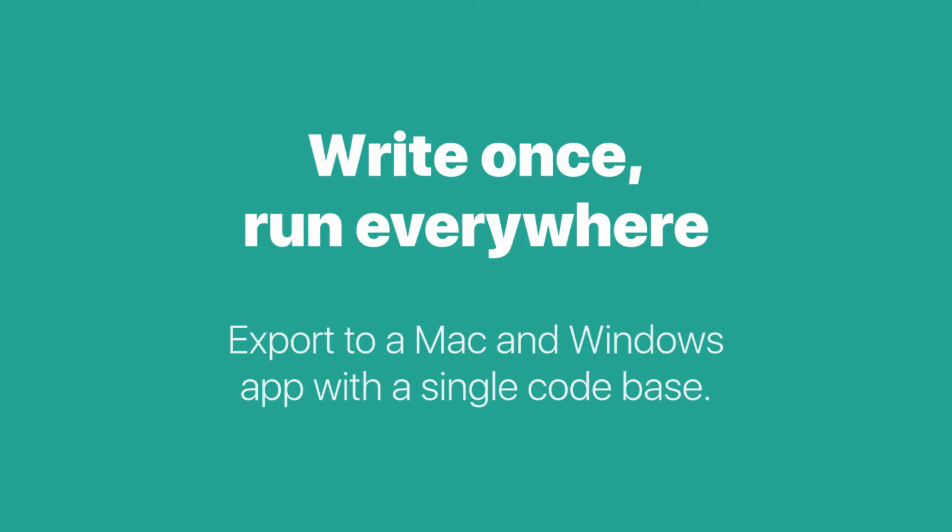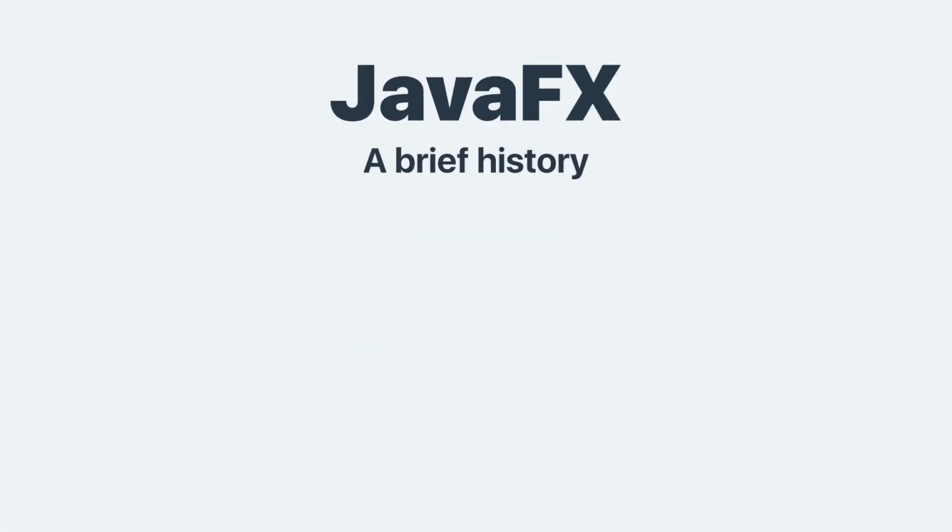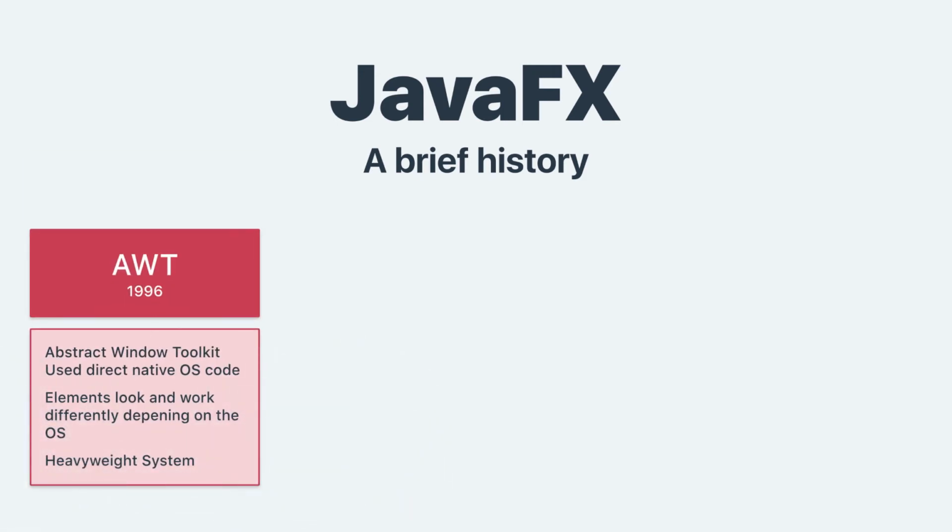Next off, to understand a bit more about why and how JavaFX was made, let's go over a brief history. When Java first came out in 1996, the developers already included a desktop application development platform in the library. It was initially released as AWT, which stands for the Abstract Window Toolkit. It was simplistic and acted as a thin layer of access to the native OS code.